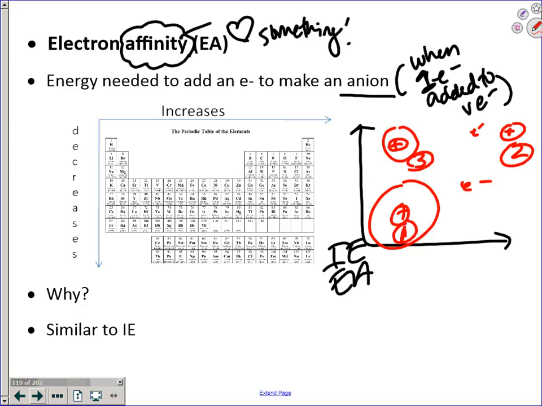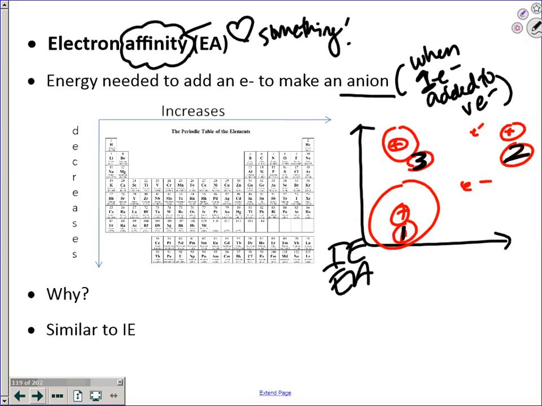Who would be able to best attract this electron that's hanging out here? 1, 2, or 3? 2. Okay, and then who? 3. And then who? 1. So the size matters. The one that's the farthest away is not able to attract the electron. The one that's very close, because there's not a lot of energy levels in the way, is more easily going to attract the electron.